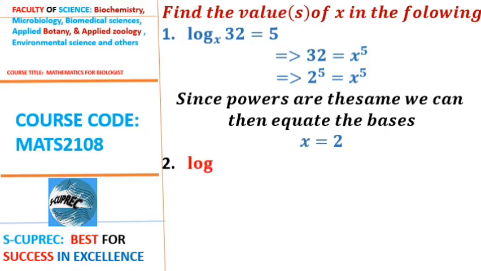Question number 2. Given that we have the log of x raised to the power 5 base 5 equals 0, expressing it in index form, we have x raised to the power 5 equals x raised to the power 0.